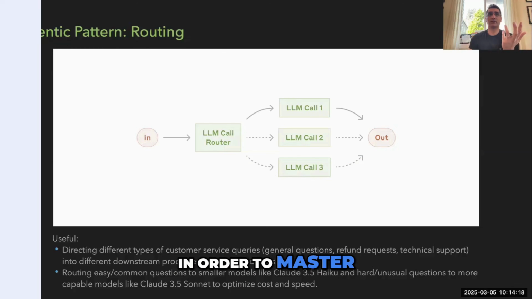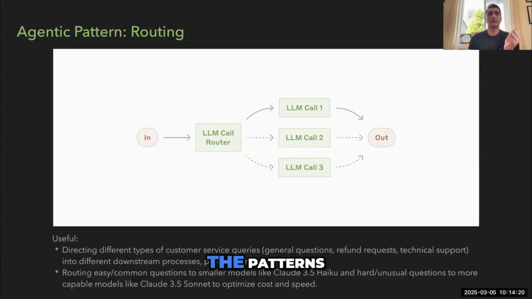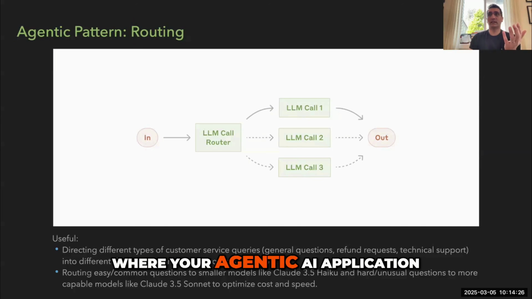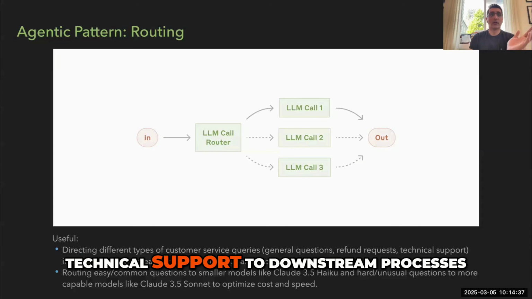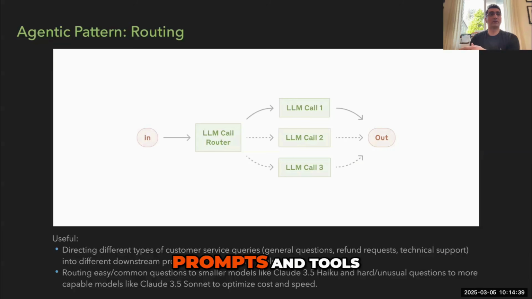In order to master agentic AI applications, you need to understand the patterns. In this particular case, it's super useful where your agentic AI application, a single pane of glass, is directing different types of customer service queries, general questions, refund requests, technical support, to downstream processes, prompts, and tools.